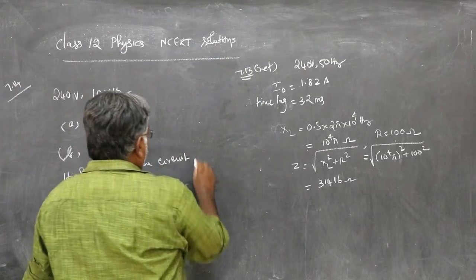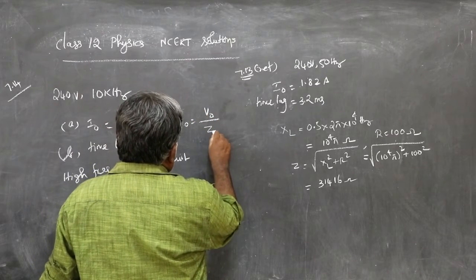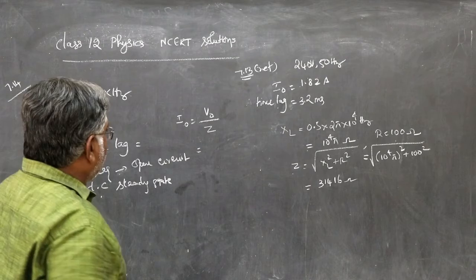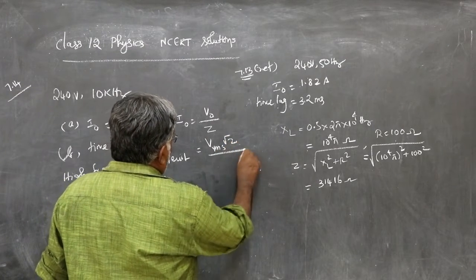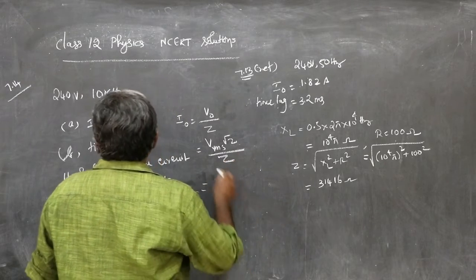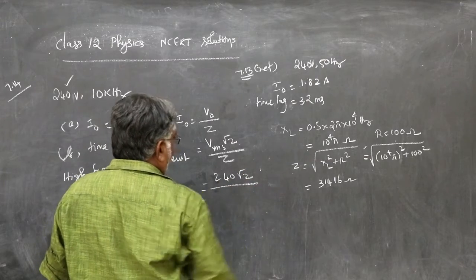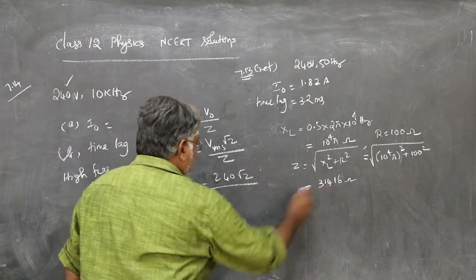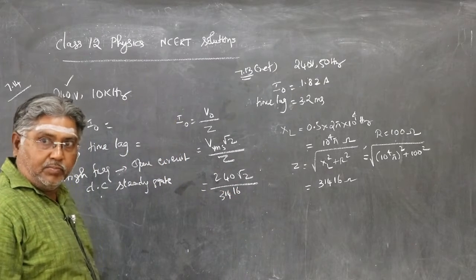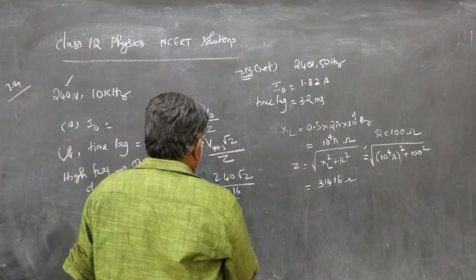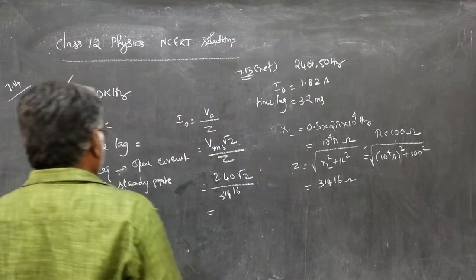So you are supposed to find I naught here. I naught is V naught by Z. What is V naught? V RMS into root 2. What is V RMS? 240 into root 2. What is impedance? This value. You can approximate when you are doing calculations reasonably, but here we will see. This gives you a value of the current, say around 0.011 ampere.